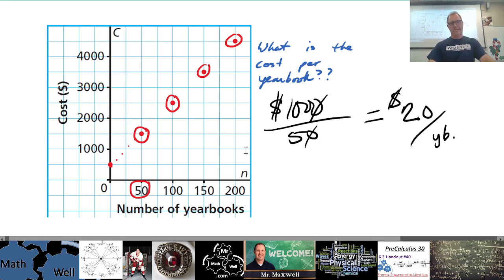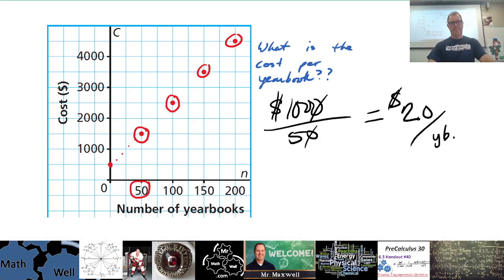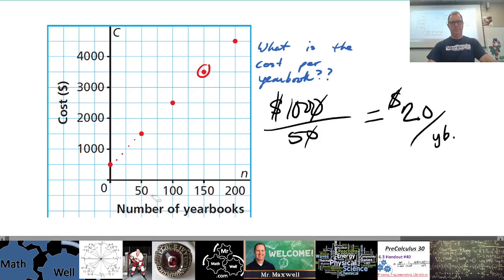So where it says 50, isn't it at 1,500? Yes, that's what I said. But that's not the point of this calculation. It's rise over run to get the slope. The slope is the price per yearbook. Yeah, that's right. Now, that's actually a good point.